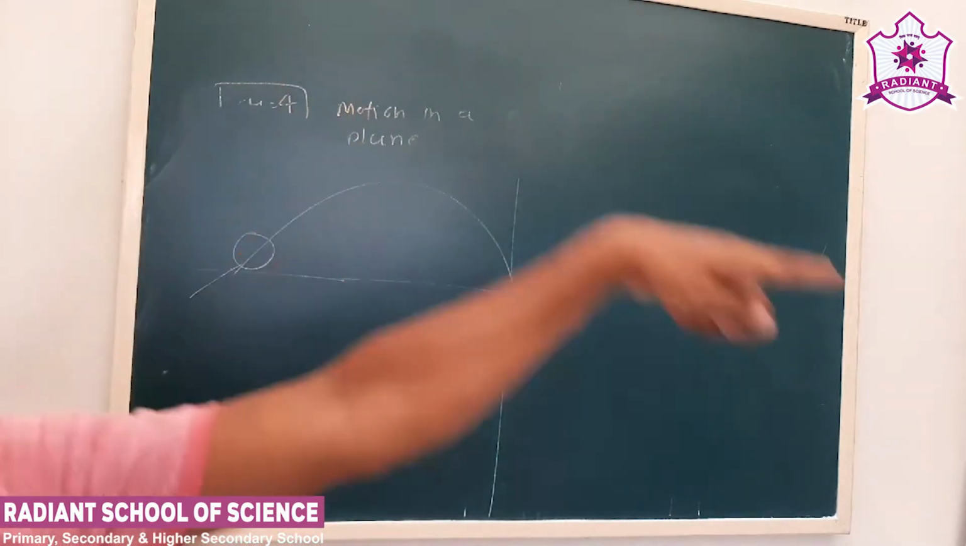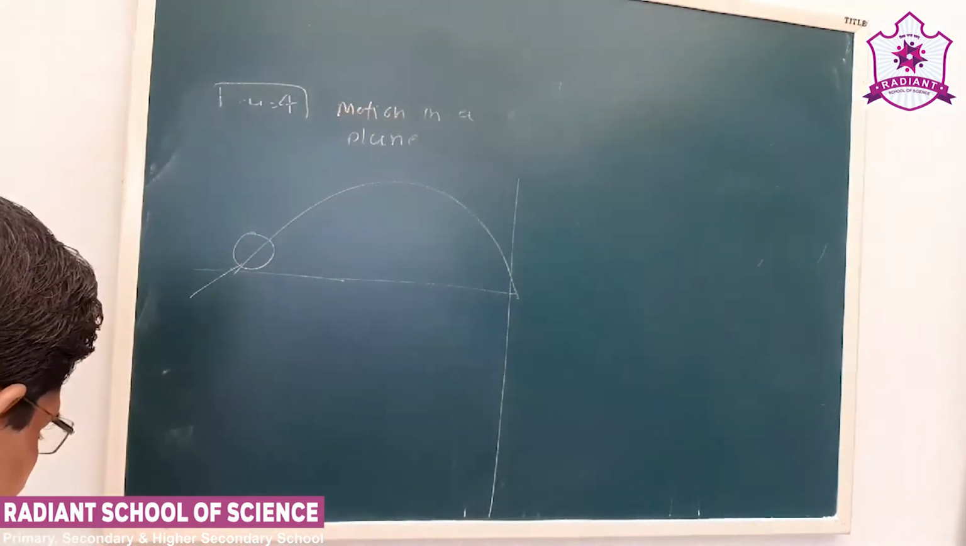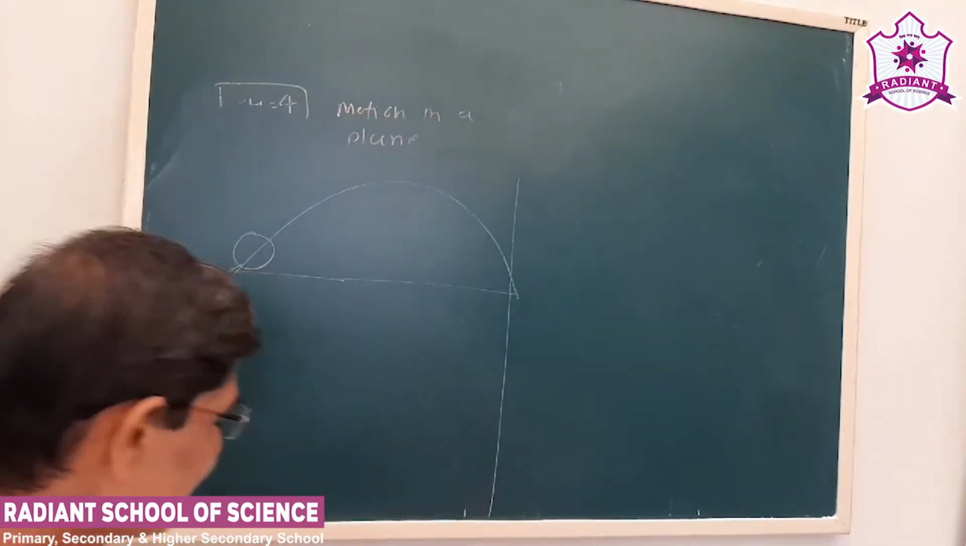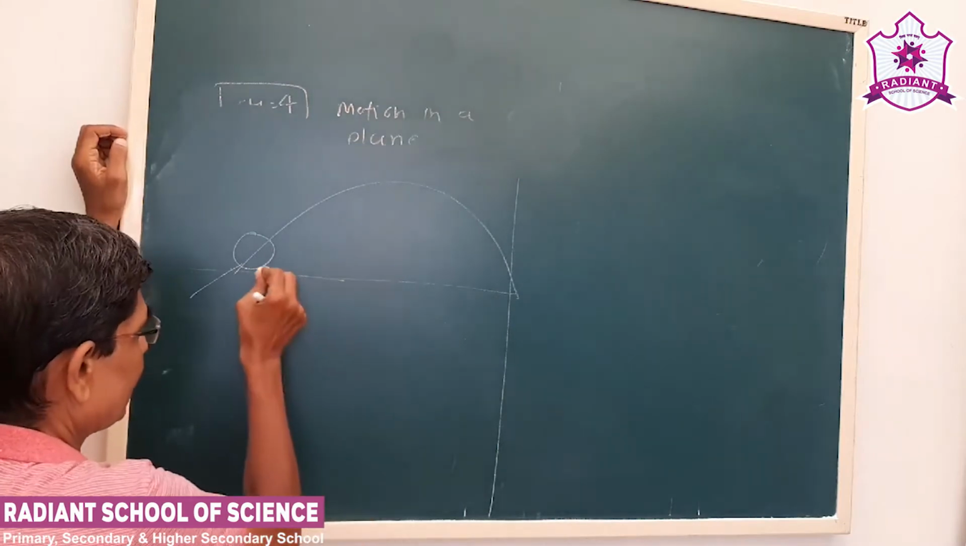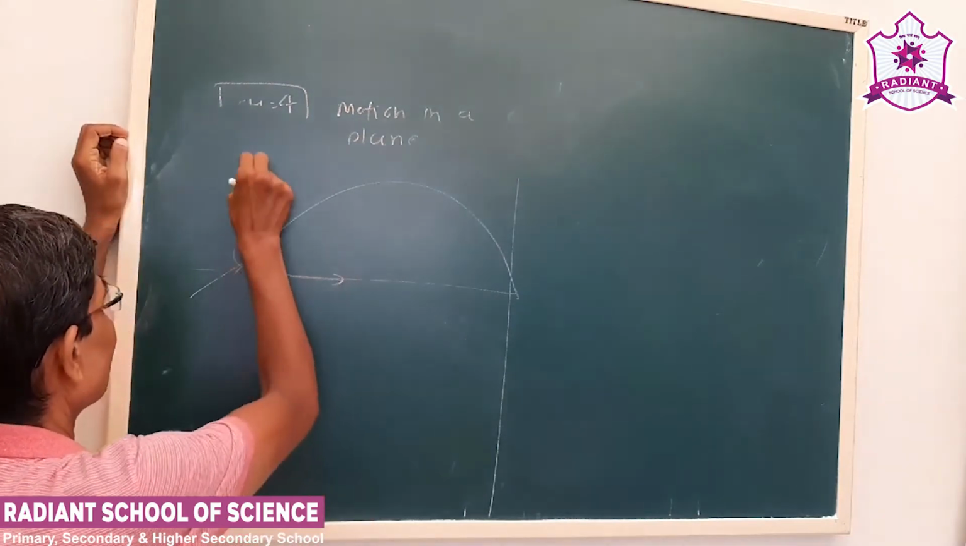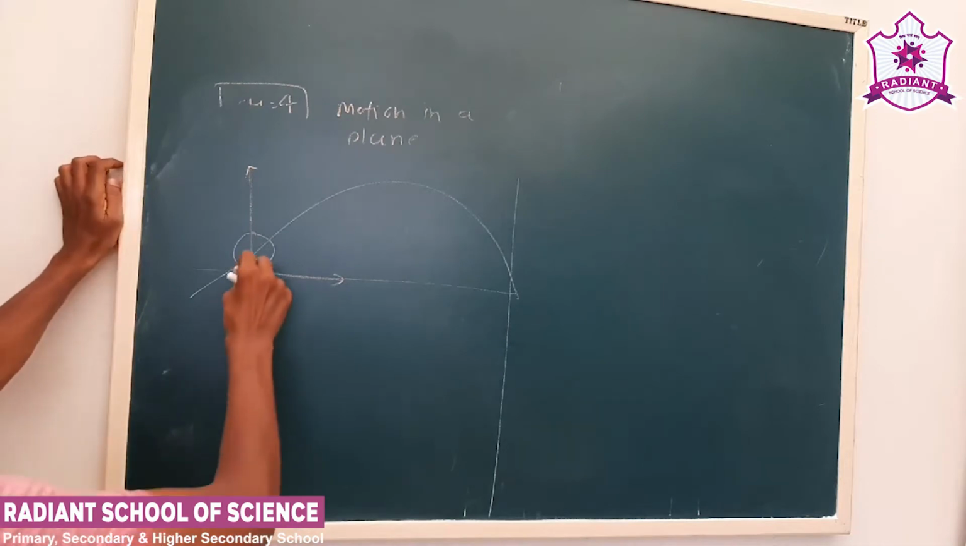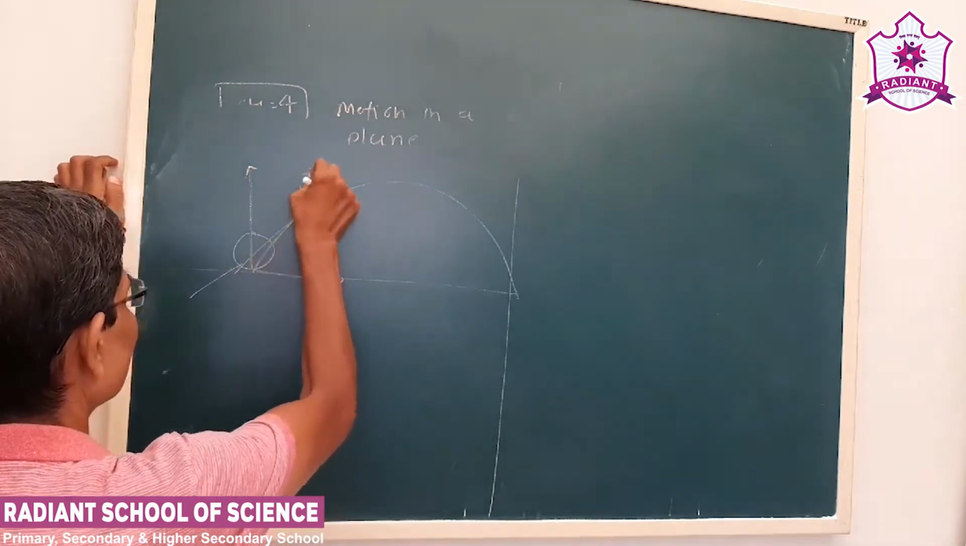Or if you throw a stone, it will move like this. So what happened? This is a motion in two dimensions. Let us say the object is thrown with a velocity v0.